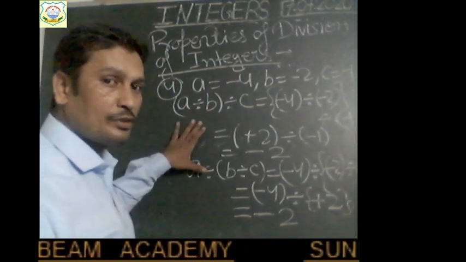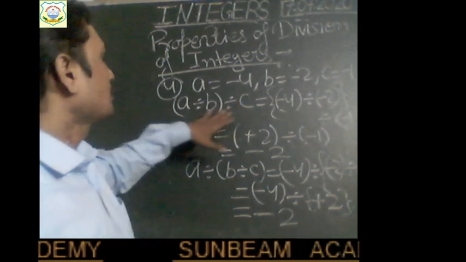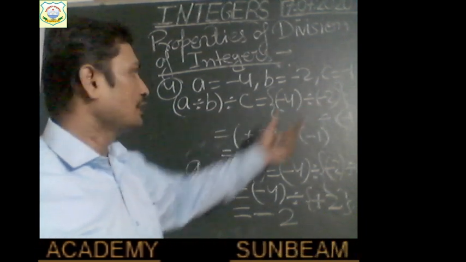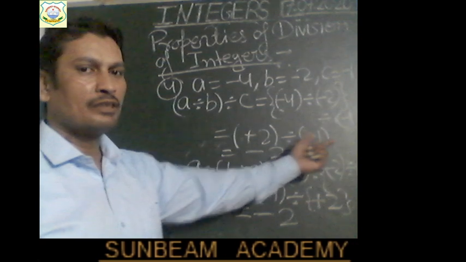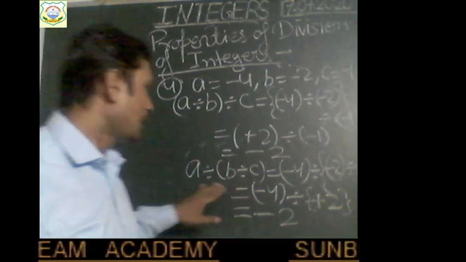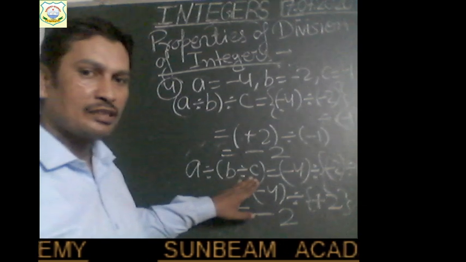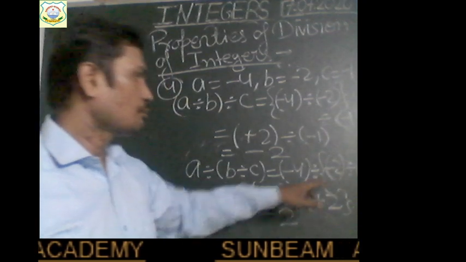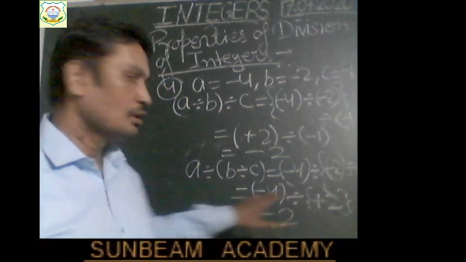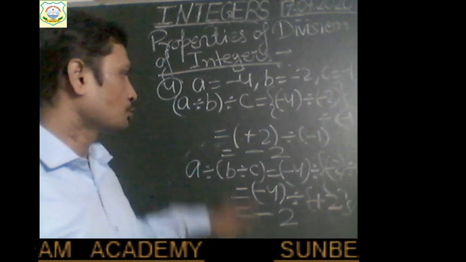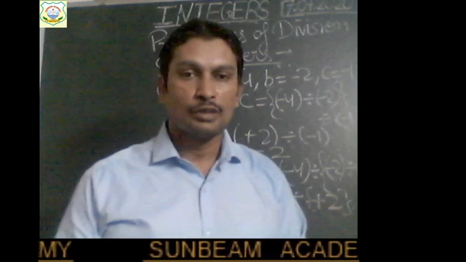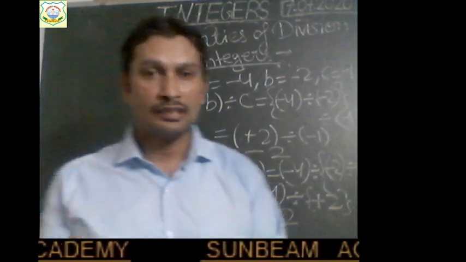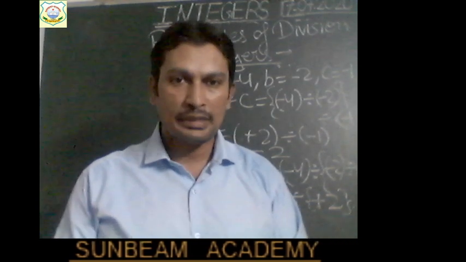Check your answer, children, all of you. So what was the rule? a divided by b divided by c. So we had divided minus 4 by minus 2. We had got plus 2. Plus 2 divided by minus 1 had given minus 2. And here a divided by b divided by c was there. So minus 4 divided by minus 2 divided by minus 1. Minus 2 divided by minus 1 has become plus 2. Minus 4 divided by plus 2 will give minus 2. In both the cases, results are the same. So if value of c is plus 1 or minus 1, then this result will be same. But if you choose any other value of c, then they will not be equal.